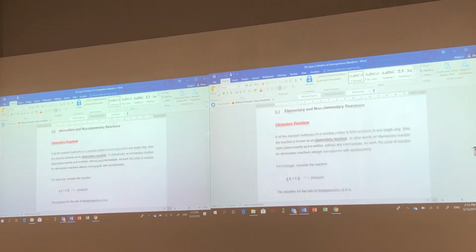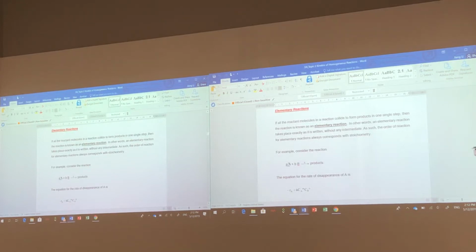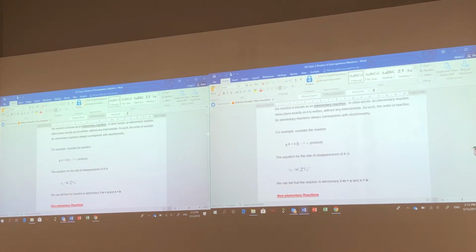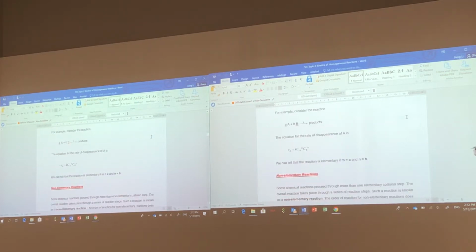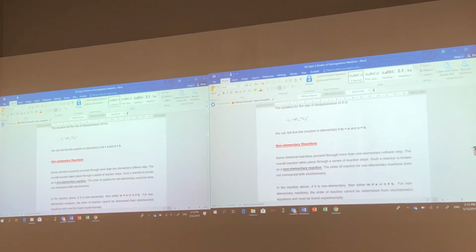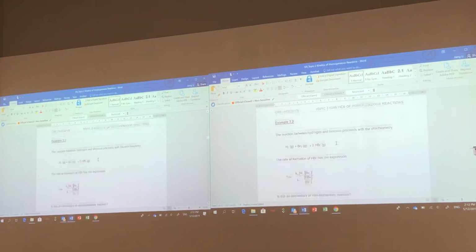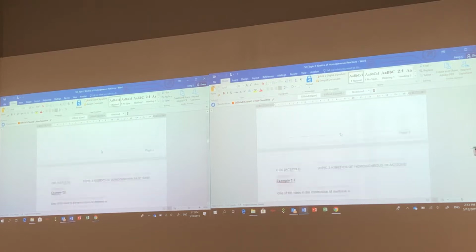Okay, for example here, right? If we say it's elementary, it means the orders here, M and N, will equal to the A and B here. So the respective order of that particular reactant should equal to the stoichiometric coefficient inside the balanced equation here. So this is the first important concept. Then if not identical, it means it's non-elementary. Okay? So this is the first important concept.